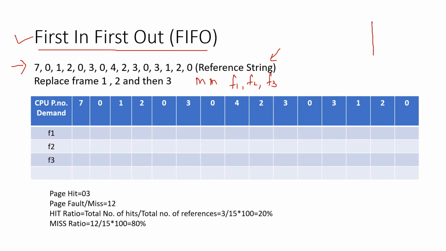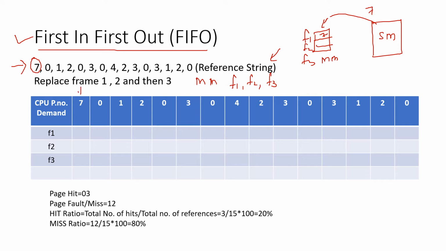So what we have to do is, this is your secondary memory and this is your main memory having three frames F1, F2, F3, and initially main memory is empty, so we have to bring the pages from secondary memory and place them in the main memory. So the first page is 7, so we bring page number 7 and put it in frame number 1. Why? Because initially F1, F2, F3 are empty. Now we'll solve this problem step by step.